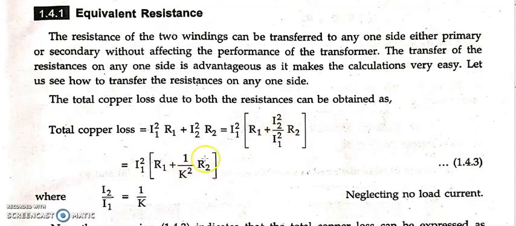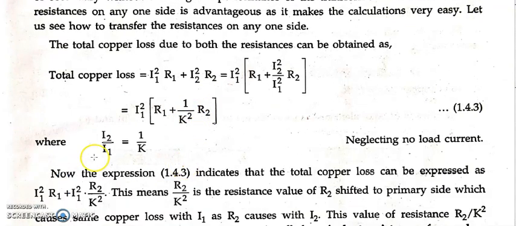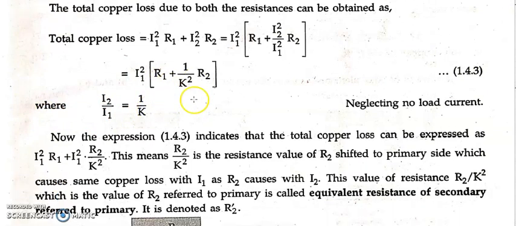Cleared. If it was I1 by I2, it would have been K square. Since it is I2 by I1 whole square, it will be 1 by K square and R2. This is what they have shown here, where we know that I2 by I1 is equal to 1 by K. And now coming to this.